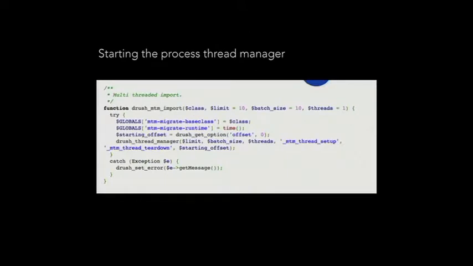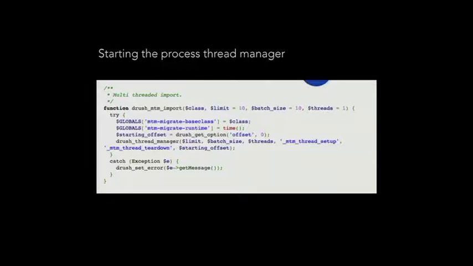So this is the Drush command. We've defined it with the last hook, and this is the actual command that gets run. We don't need to look at all the details inside here, other than that we run this last function at the end of the try catch block, which is drush thread manager. And this is what's provided by the mt.drush.inc file that we included from the GitHub repository. What this is doing is passing the information from the command line into it. So how many records are we going to process in total? Maybe we're processing a million records, 500 per batch with 10 threads.